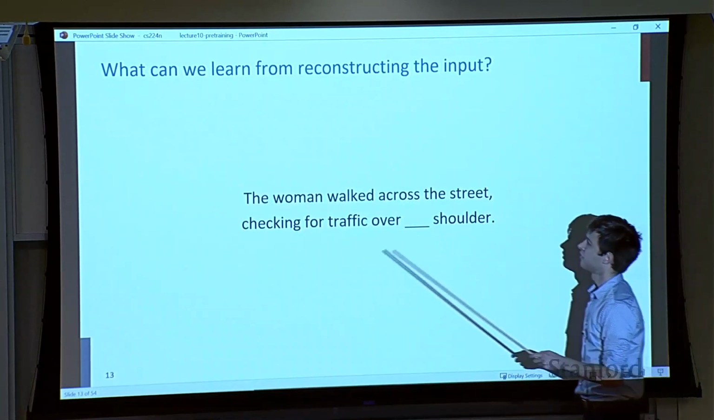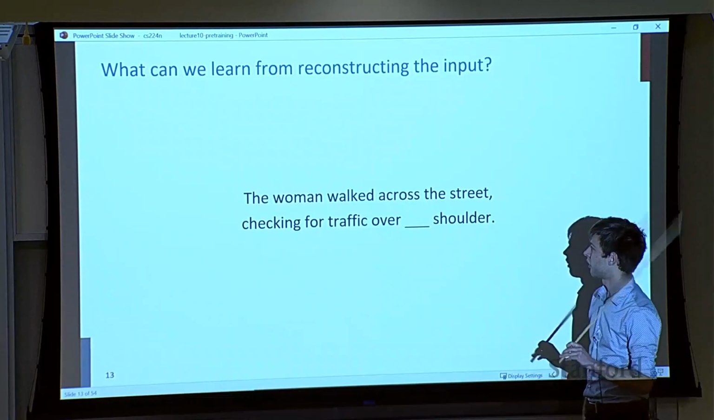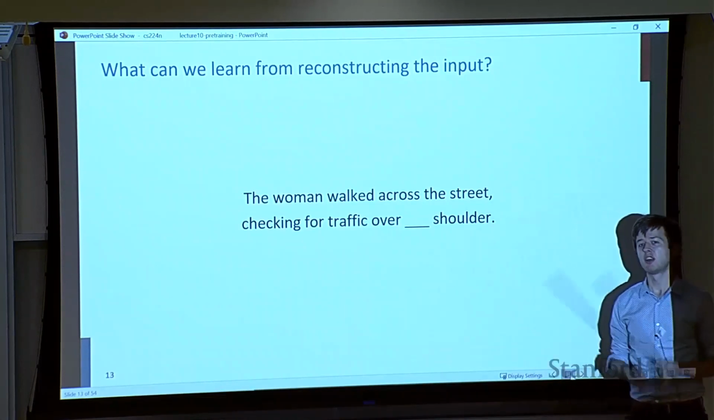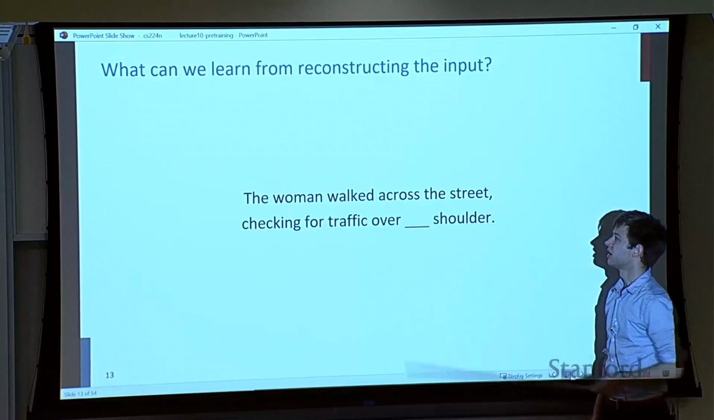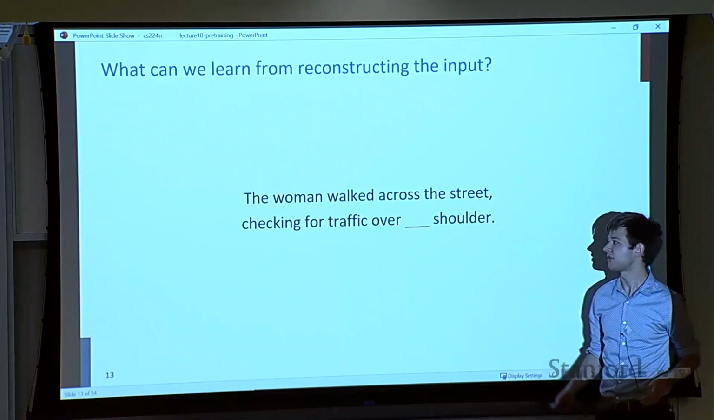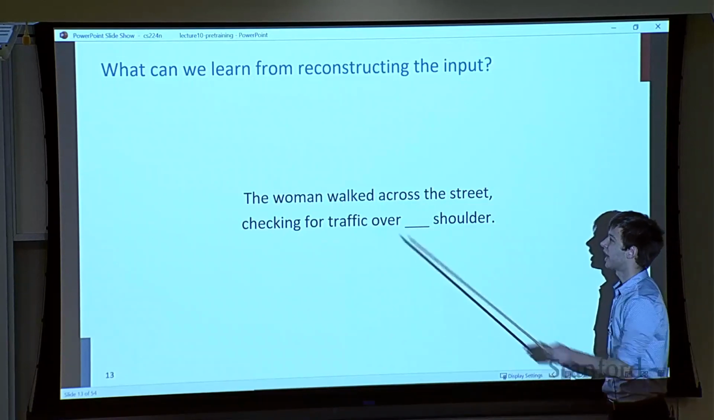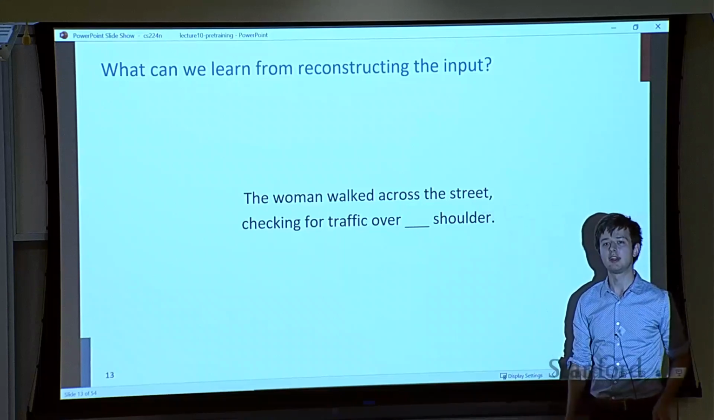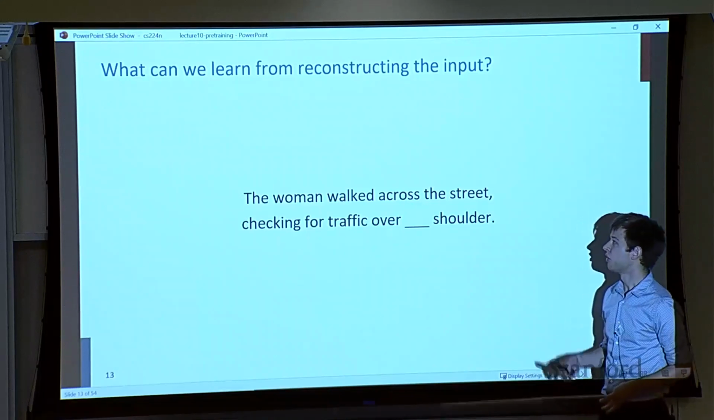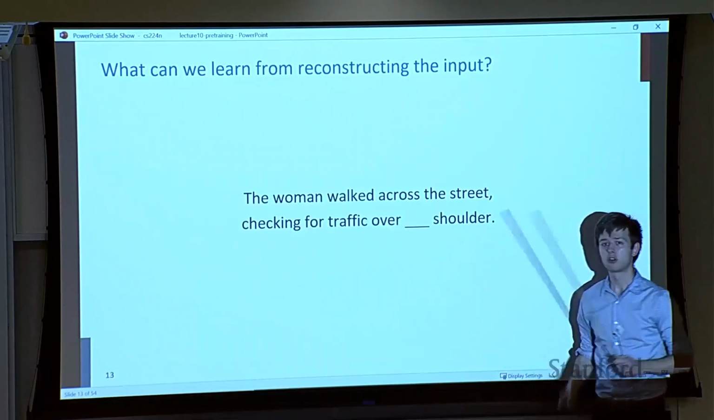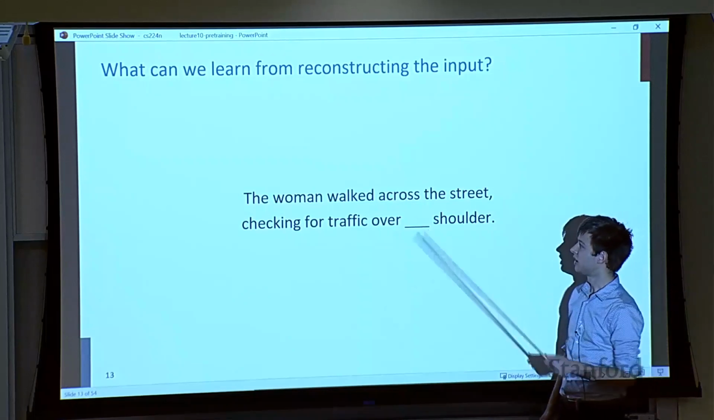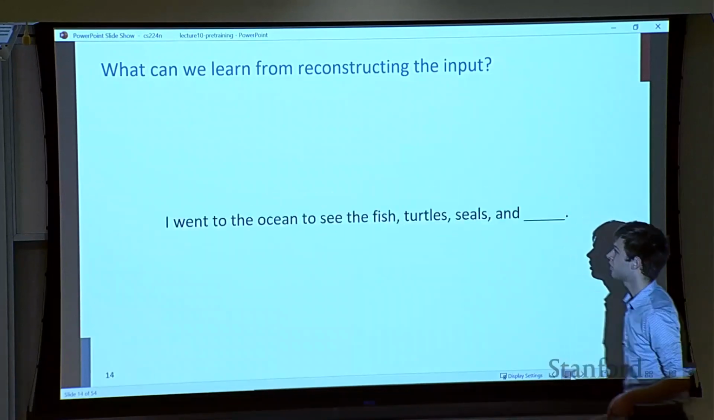Here, you have the woman walked across the street checking for traffic over blank shoulder. One of the things that could go over here is her. That's a co-reference statement. So you could learn connections between entities in a text where one word, woman, can also co-refer to the same entity in the world as this word, this pronoun her.